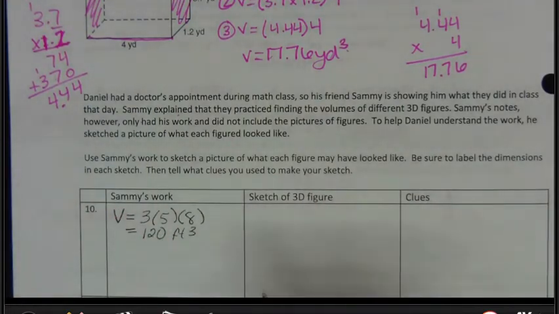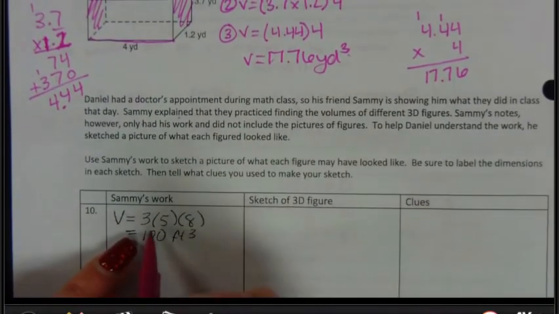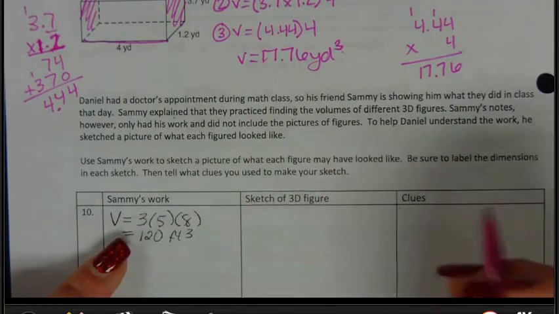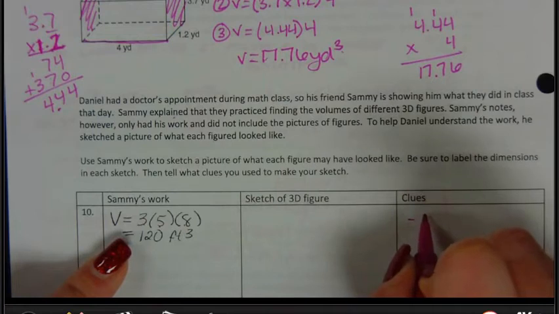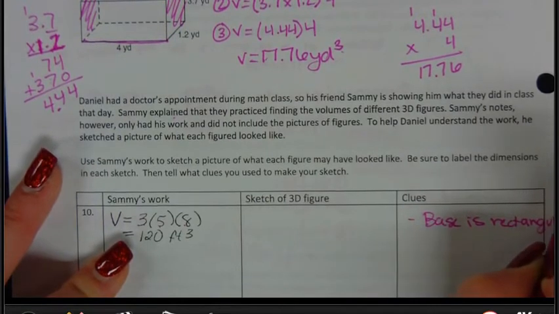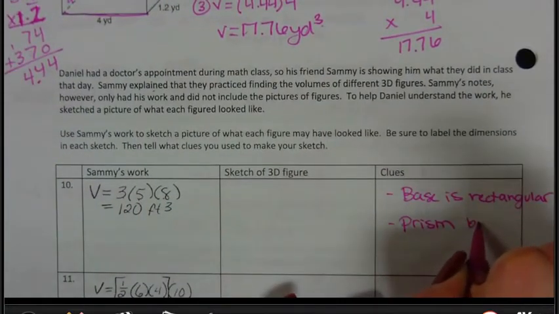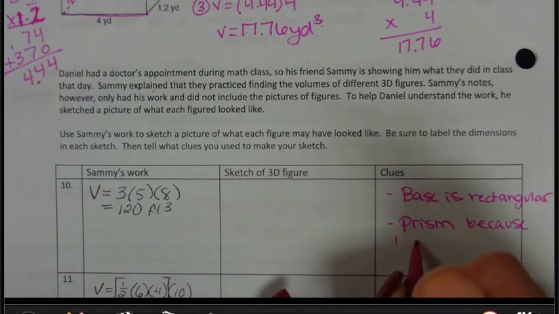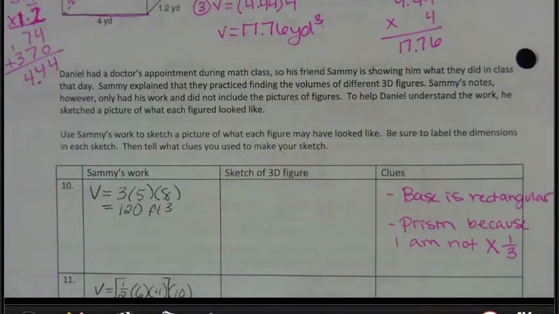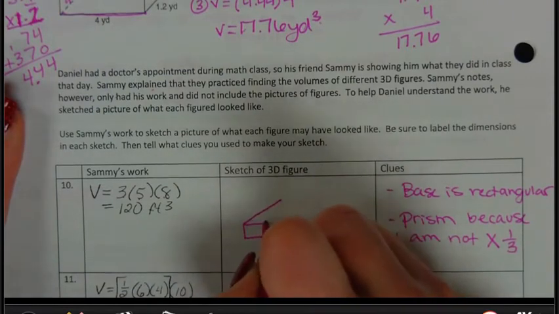Okay, so I'll look at this one. So for number 10 here, it says V equals 3 times 5 times 8. Well, it looks like I have a feet cubed, so I know that I'm finding the volume, and it looks like I am doing length times width times height. So I'm going to assume that my base is rectangular, okay, and it's a prism because I am not multiplying by 1/3.